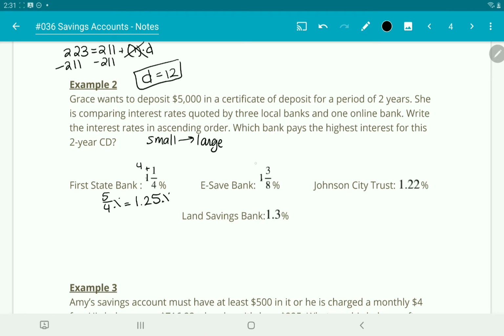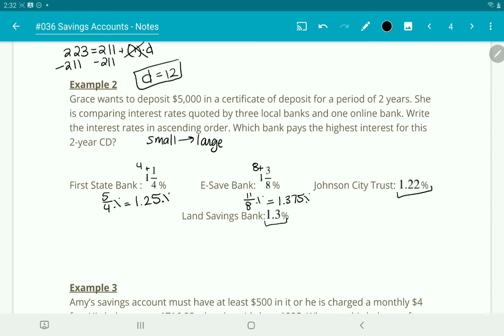Same with this one. 8 times 1 gives you 8 plus 3 gives you 11 over 8 if you change this from a mixed fraction to an improper fraction. So it's going to be that 11 over 8%, which is going to be about 1.375% if you put it in a decimal. And these ones are already written as decimals. So we need to write them from smallest to largest.